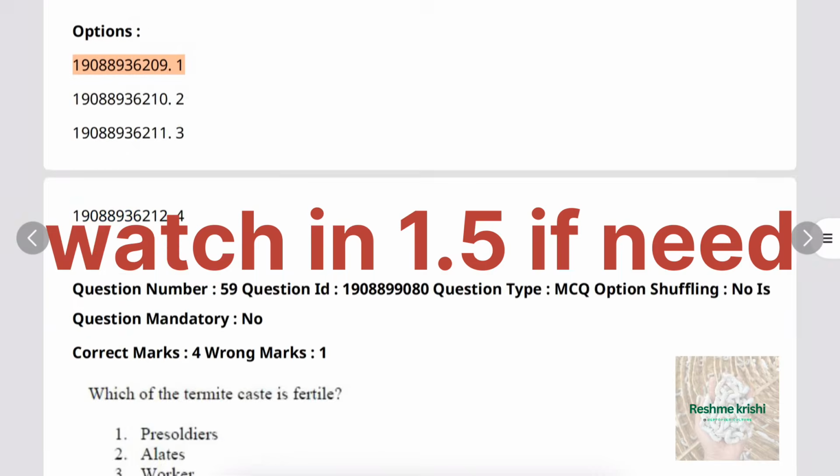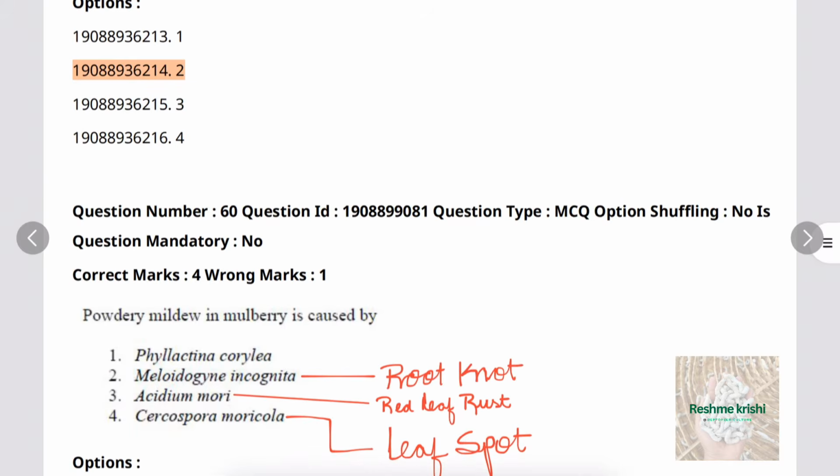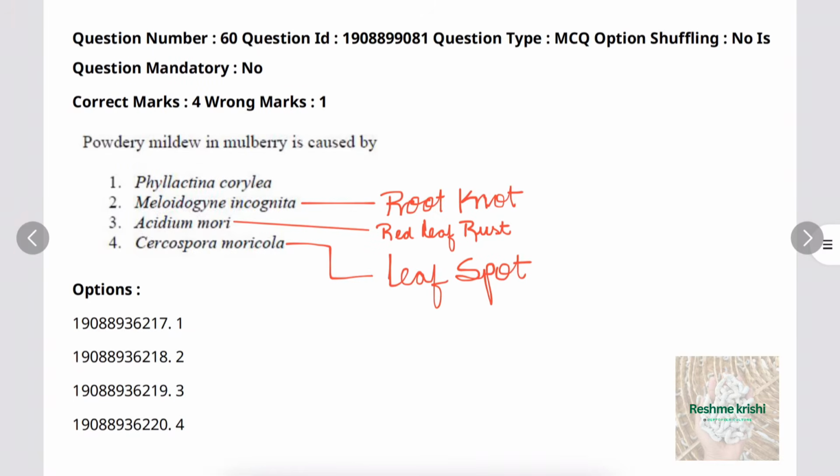There will be 10 to 12 questions of sericulture in part B, which covers entomology, nematology, plant pathology, and sericulture. The questions are general and the same for all crop science 2 students, and 50 questions of sericulture will be there in part C. Okay, let's see.